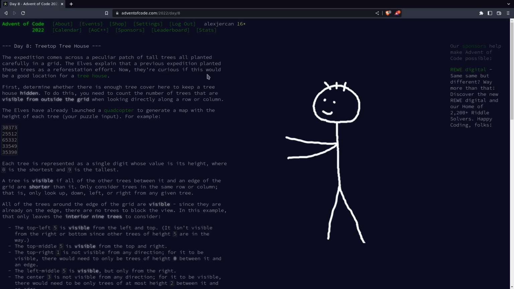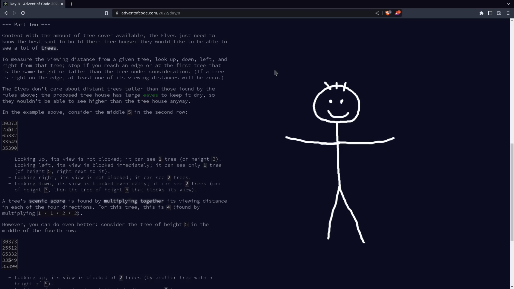Another example would be the tree with height 4 from the right bottom corner, which is hidden because in any direction you would look, there is another tree with a larger height. So to the right is a tree with height 9. From the top there is a tree with height 7. From the left there is a tree with height 5, and from the bottom there is a tree with height 9. Also, all trees from the edge are visible.